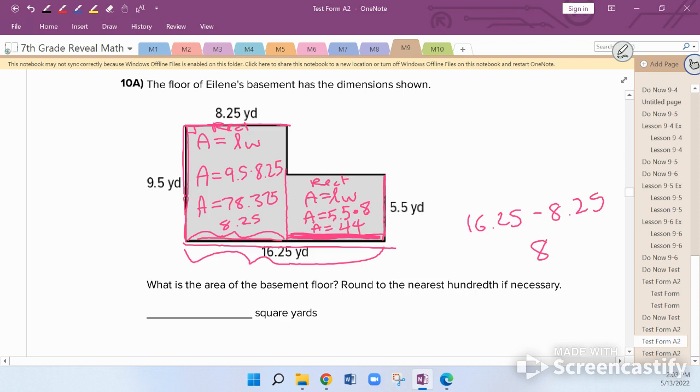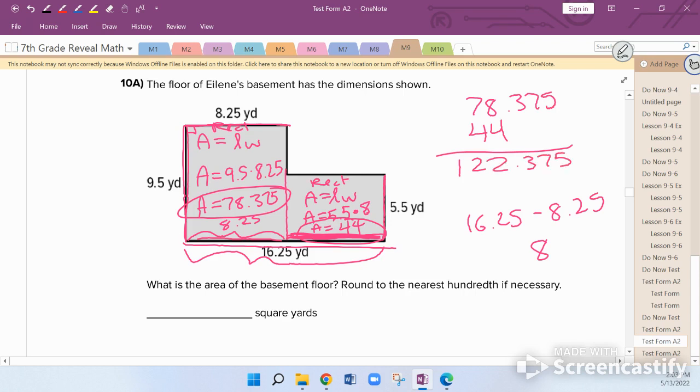And now that we have the two areas, we have that area and that area. It's a composite shape, so we're going to add those up. 78.375 plus 44 comes to a grand total of 122.375, which when we round to the nearest hundredth comes to 122.38 square yards.